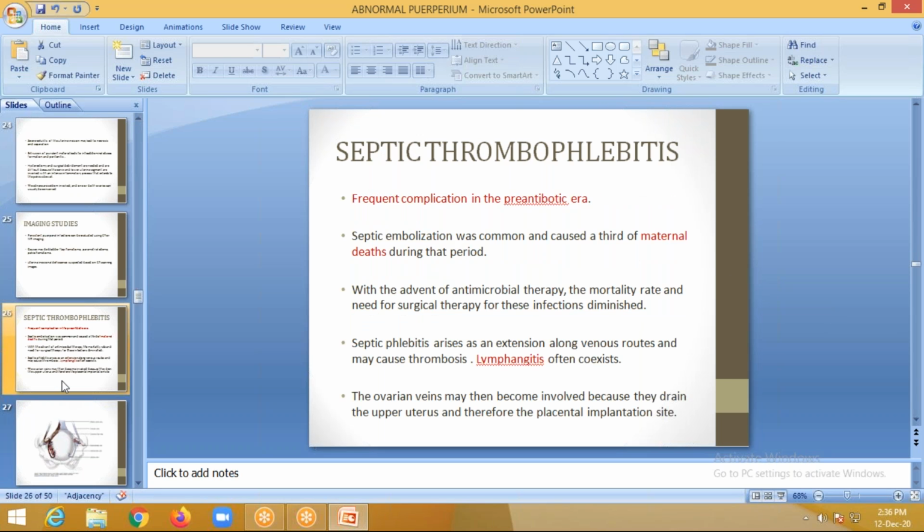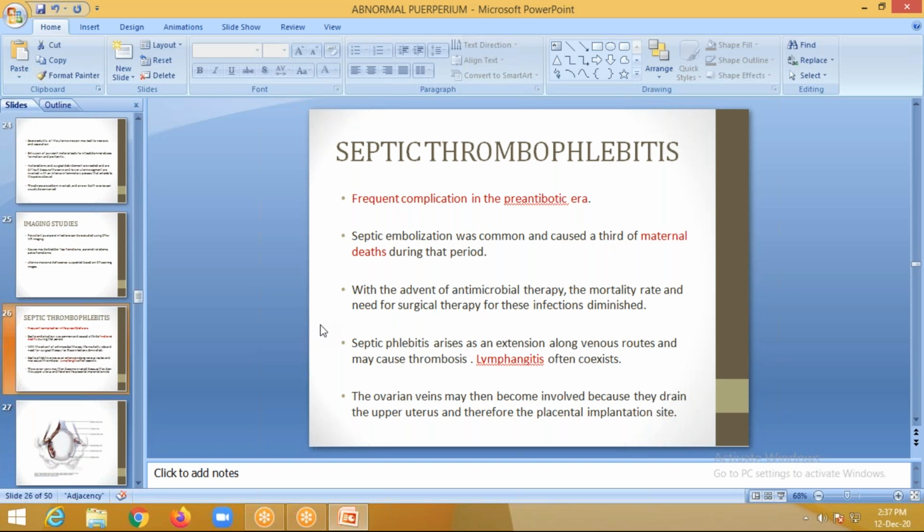So next one is septic thrombophlebitis. This was a frequent complication in the pre-antibiotic era. Nowadays it is very less common. Septic embolization was common and caused a third of maternal deaths. It means it is responsible for 1/3 of maternal deaths in the pre-antibiotic era. With the advent of antimicrobial therapy, the mortality rate and need for surgical therapy for these infections diminished.